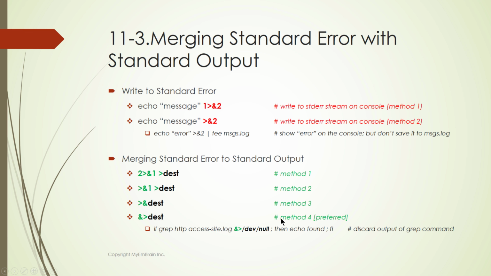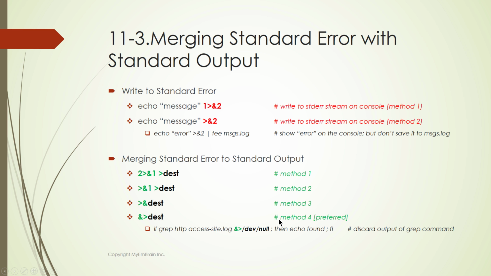Welcome to lecture 11-3, merging standard error with standard output. Here, we learn how to write to standard error and merge standard error to standard output. So far in the course, we always echo to the screen, to the console, and when we echo to the console like that, we write it to the standard out. However, on the console, there are two different output streams. The first one is standard out, and the second one is standard error.